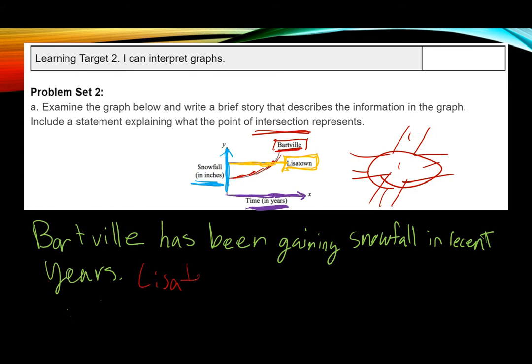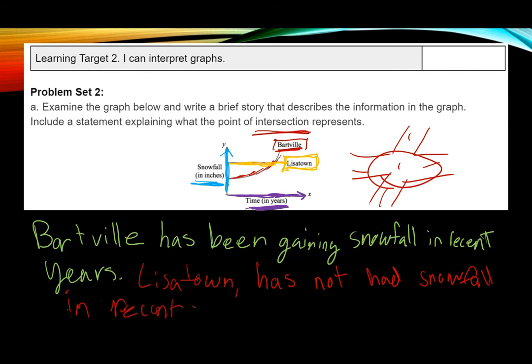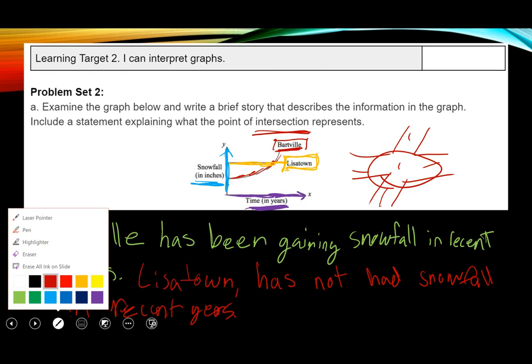Lisa Town has not had snowfall in recent years. And so what does that point of intersection tell us based off of our story?